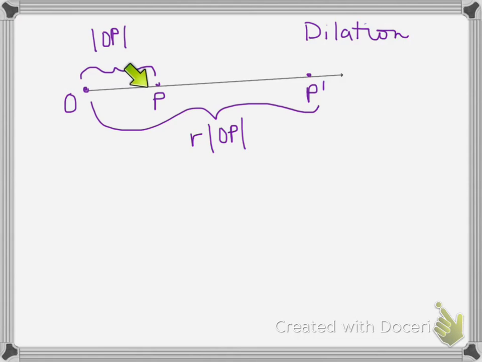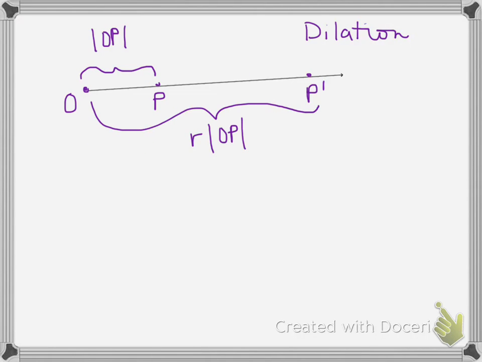It's the thing that stays in the same place. So we can draw this ray from O through P and going on forever, basically. Obviously P is going to be on that ray. If we look at this distance, and I'm using these absolute value bars to mean the distance between O and P, and if I look at the distance between O and P prime, it's going to be the scale factor R multiplied by this distance OP. So this is the basic diagram for dilation right here.